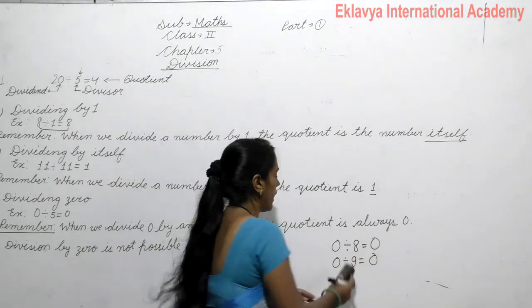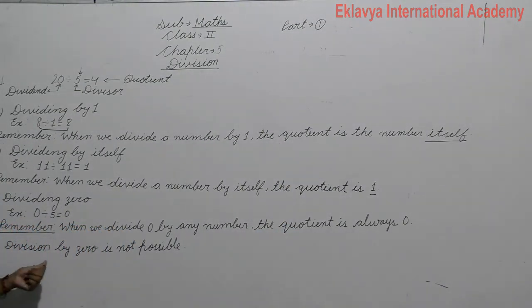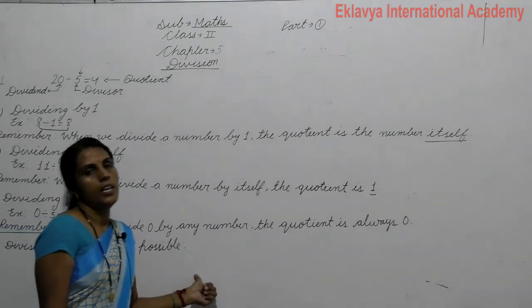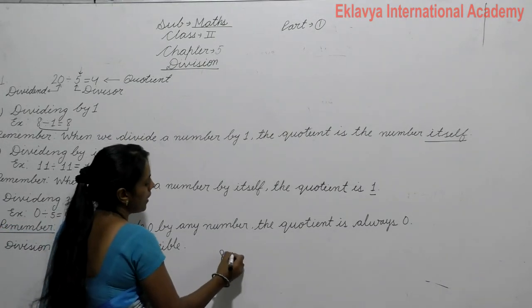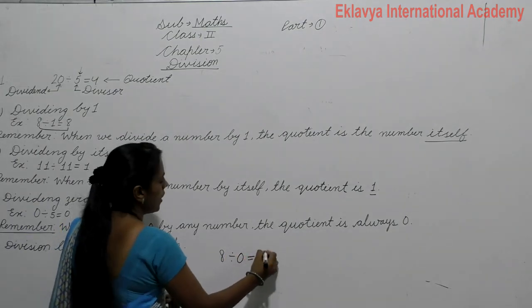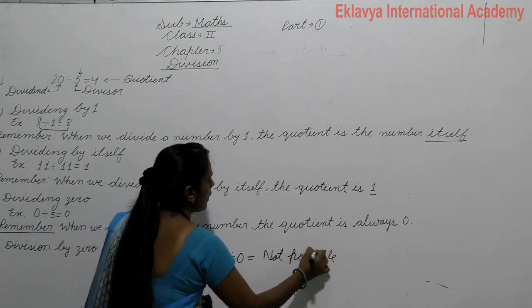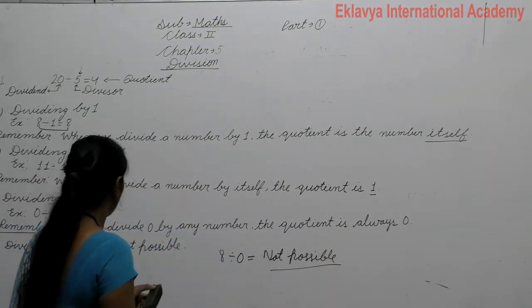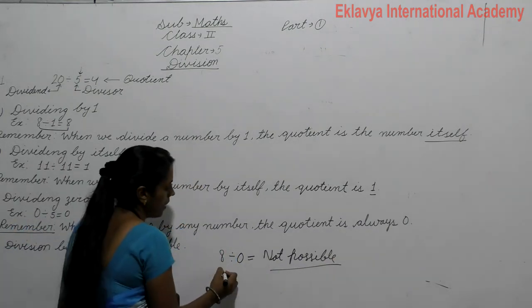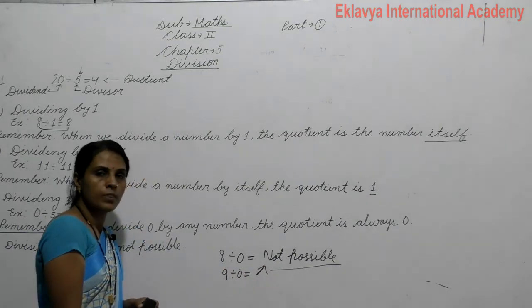Got it? Okay. And next students, number 5, division by 0 is not possible. Division by 0 is not possible, like this type, 8 divided by 0. That is not possible. Clear? Like this type, 9 divided by 0 also, that is not possible. Got it?